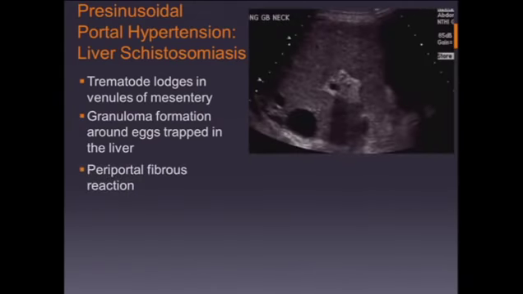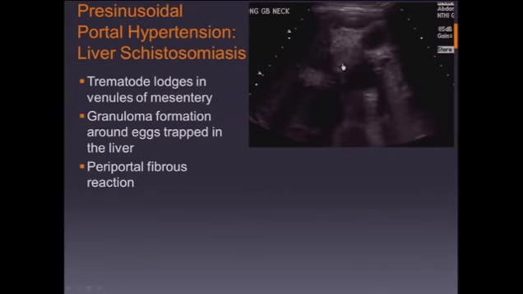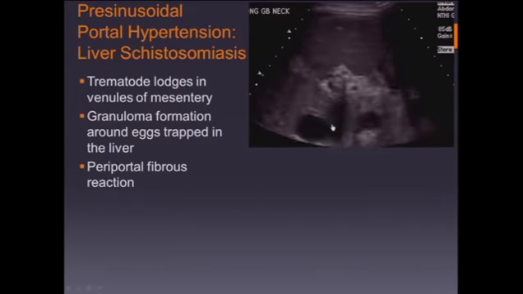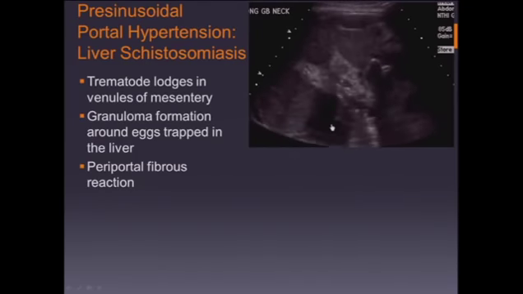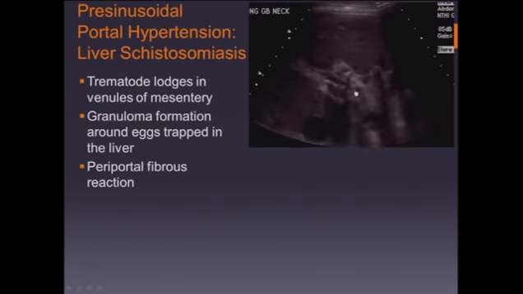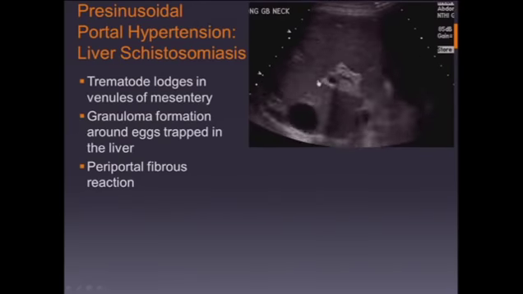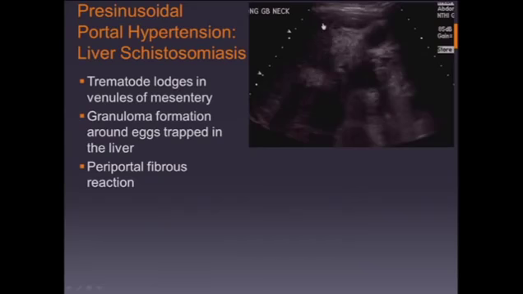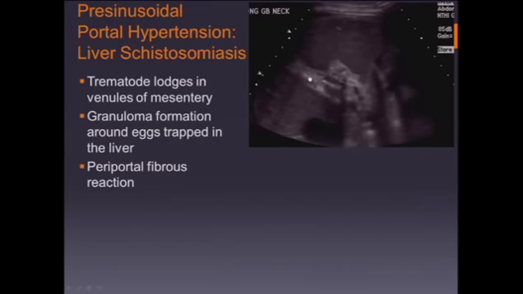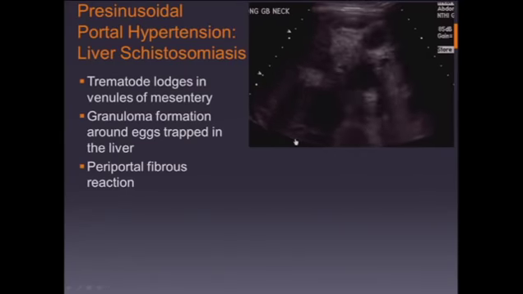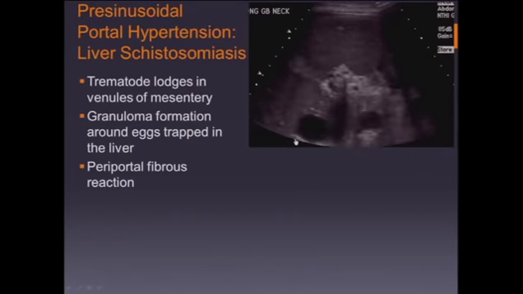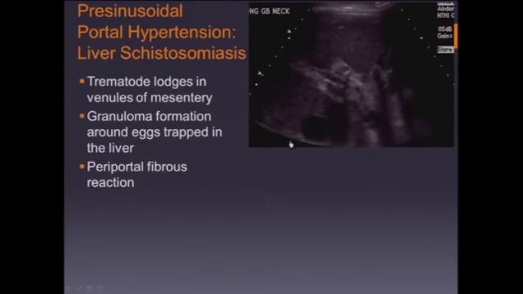This granulomatous reaction causes fibrosis, and the result is a dense fibrotic reaction forming around the portal vein. This grayscale image shows the portal vein here embedded within an echogenic cuff that surrounds the portal vein and its branches. And the portal vein eventually becomes narrowed by this fibrous reaction, and the obstruction to the portal vein leads to portal hypertension.